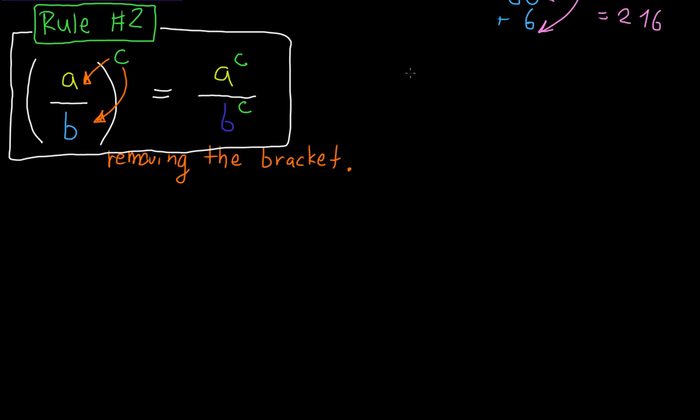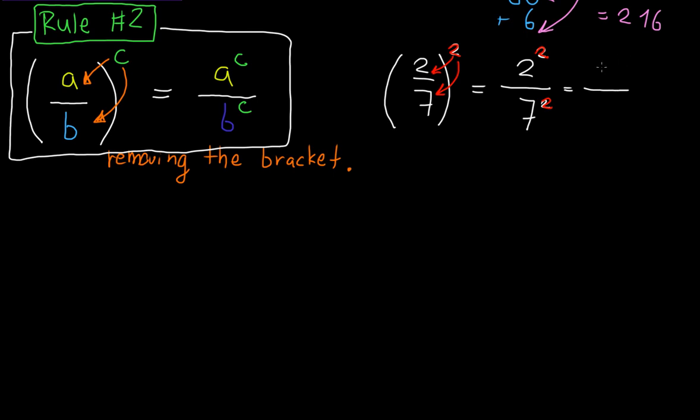A very, very quick example: let's say we have the problem 2 over 7 with the power of 2, and the rule states that if we want to remove the bracket, the power number 2 goes to both numbers. We power both numbers. And let's say I want to simplify this, so this is 4, and 7 times 7 should be 49. Hopefully I'm right. I'm not using a calculator, and this would be the result.